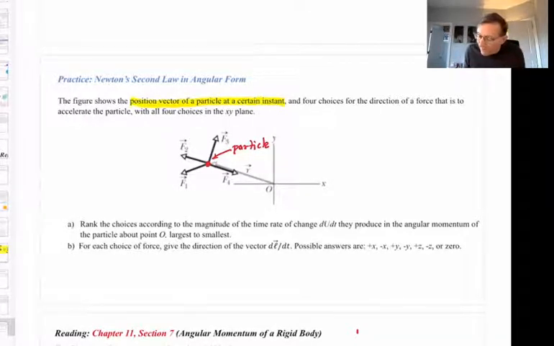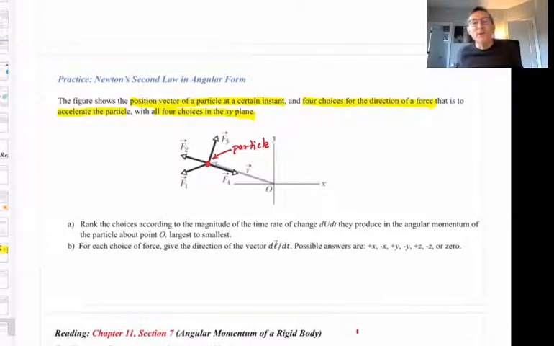And we also have 4 choices for the direction of a force. So all these force vectors have the same magnitude. They just differ in direction. And they're labeled F1, F2, F3, and F4. And they are going to be there to accelerate the particle. And all 4 of these choices for the force are in the xy plane. They're right there, F1, F2, F3, and F4. All of the same magnitude. They differ in direction. They're acting on the particle one at a time.